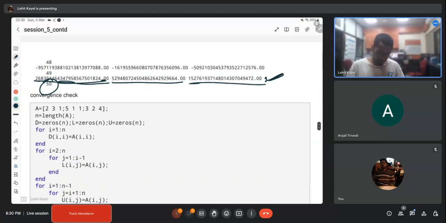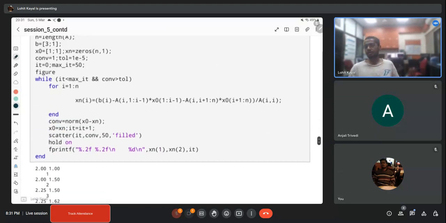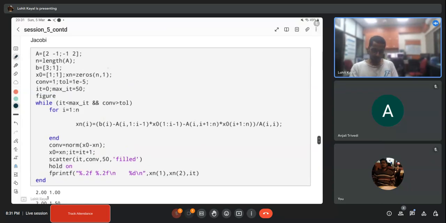Now, I have done a thorough convergence check of this matrix using D inverse L plus C. So this is the matrix, length of the matrix. I am not repeating this again. So these zeros, I have to initialize by something. Zeros is the easiest option, so I have taken that.